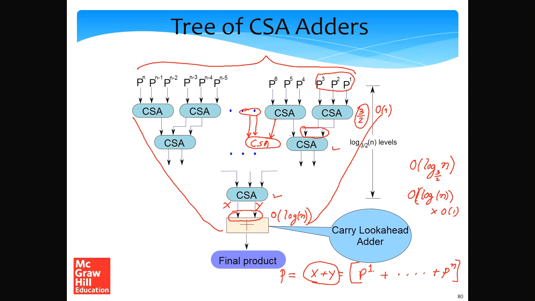So first thing that we do is we add these n partial sums to come up with two numbers x and y, such that x plus y is equal to p1 till pn via a tree of carry save adders, and each carry save adder takes order 1 time. And since we have log n such levels, the total time is log n. And finally, we need to add x and y with a carry look ahead adder, which again takes log n time. So as we can see, the final result we can get in order of log n time.